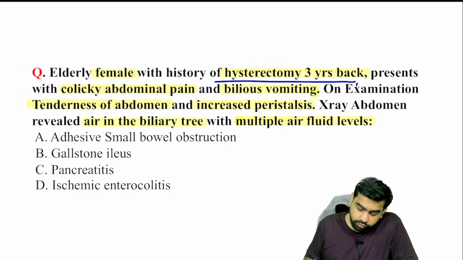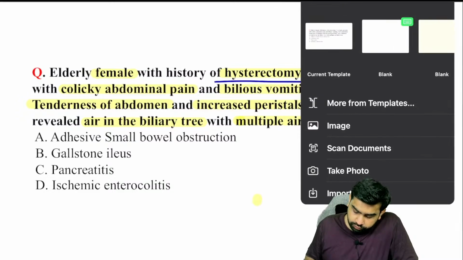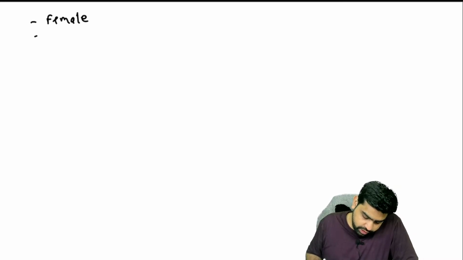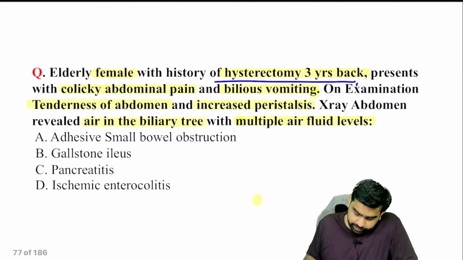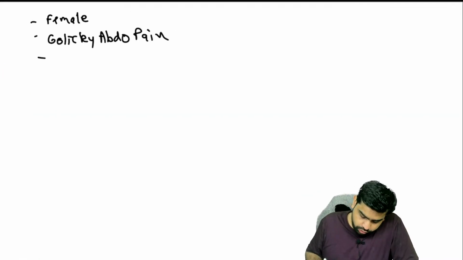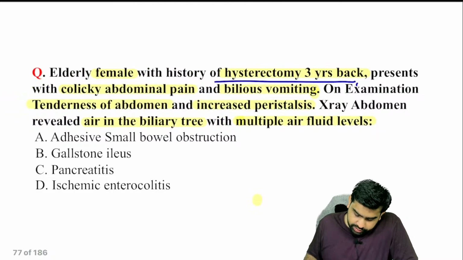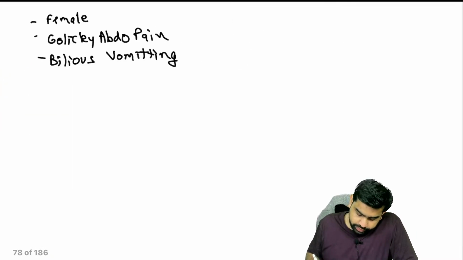Now this is a very, very important clinical scenario. Please make a note of this. What they have given you is a female who has colicky abdominal pain. Along with this, the patient has bilious vomiting. Then what else? There is tenderness in the abdomen.